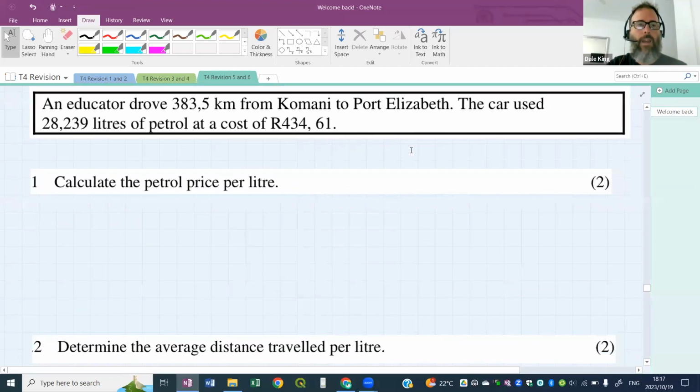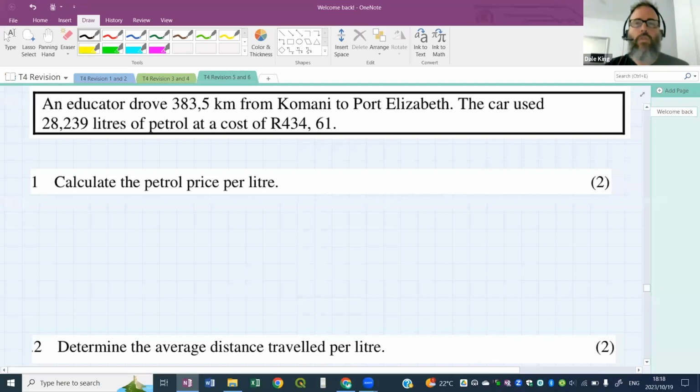Okay, here we go. An educator drove 383.5 kilometers from Komani to Port Elizabeth. The car used 28,239, wow, they got 3 decimals there, liters of petrol at a cost of 434 Rand 61. Okay, they want us to calculate the petrol price per liter. All right, 2 marks, 2 minutes. Work out the per liter price of petrol based on this information.